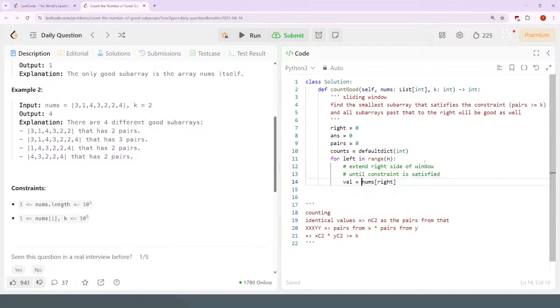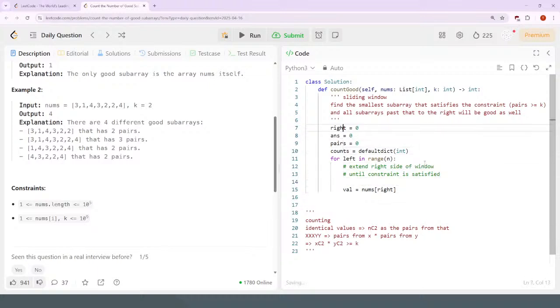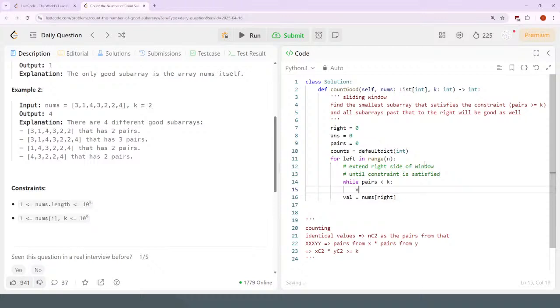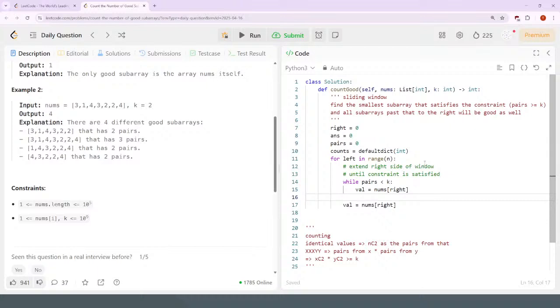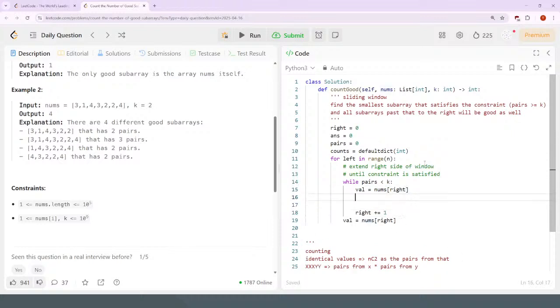So, okay, currently the right side is at 0. So I'm going to say while the pairs is less than k, then the value is taken from the right side, and then eventually I'm going to keep on adding to the right side. So the value is taken from the right side. I say the counts of this value is going to be incremented. Then that's going to affect the number of pairs.